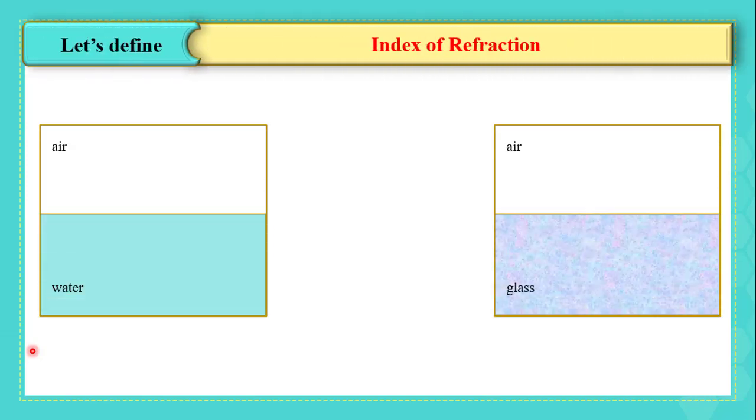Observe the following two figures. In the first one, light strikes the interface air-water, whereas in the second one, light propagates from air into glass. We have learned before that light changes its speed when traveling in different mediums. So, do you think that the refracted rays will behave the same in glass and in water? Let's see.